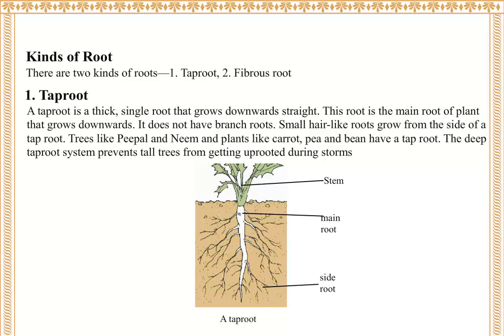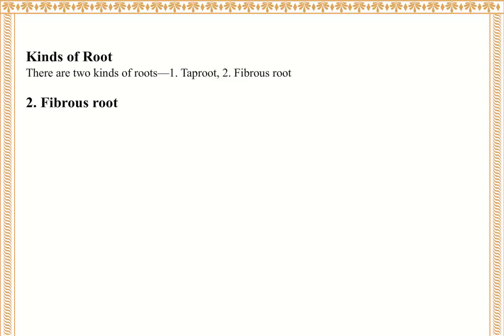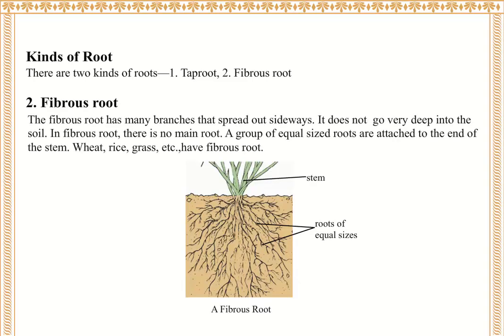2. Fibrous root. The fibrous root has many branches that spread out sideways. It does not go very deep into the soil. In fibrous root, there is no main root. A group of equal-sized roots are attached to the end of the stem. Wheat, rice, grass, etc. have fibrous roots. Special roots.